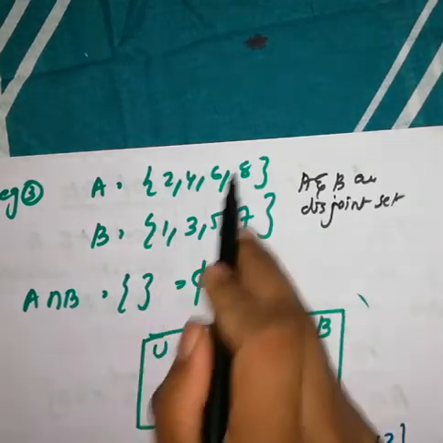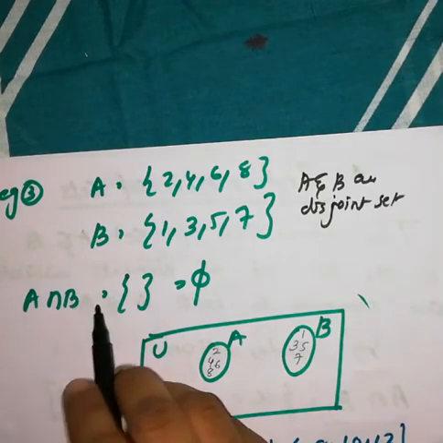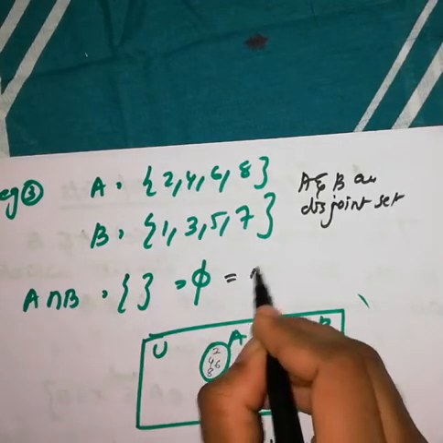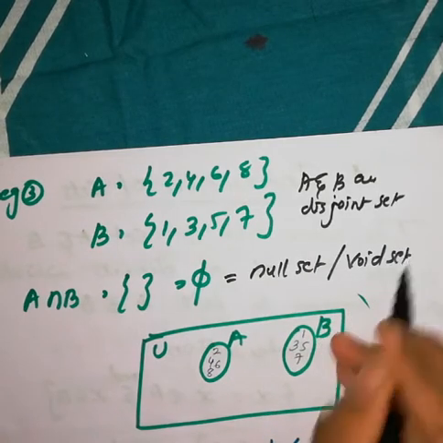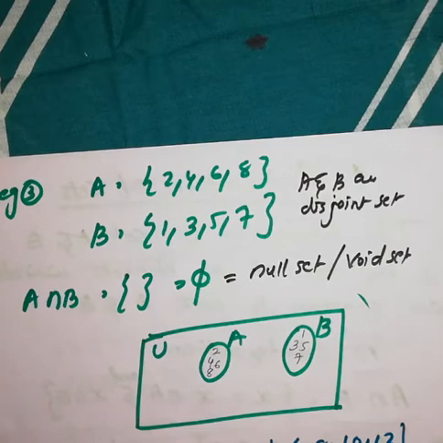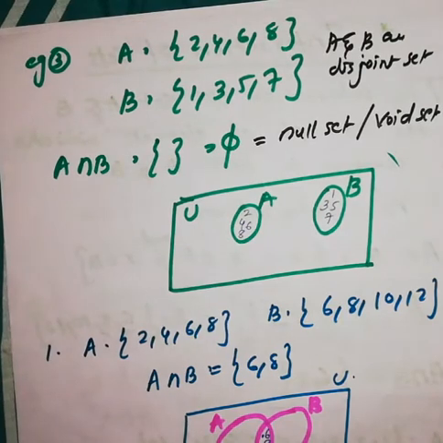That means there is no element common to both the set A and B. So what is A intersection B? That's equal to null set or void set. So if any two sets A and B don't contain any common element, the intersection is equal to the null set.